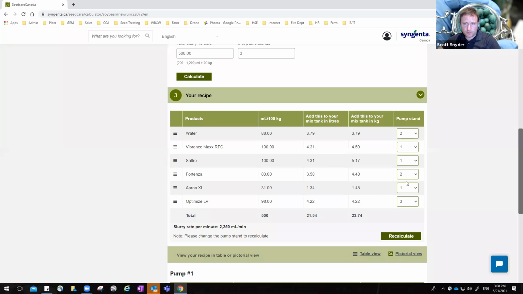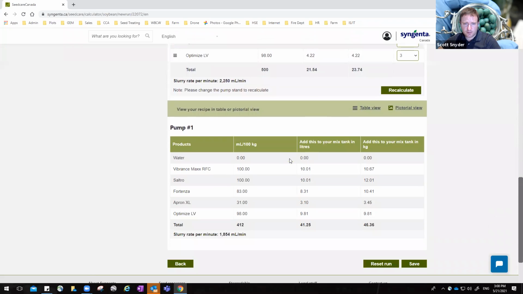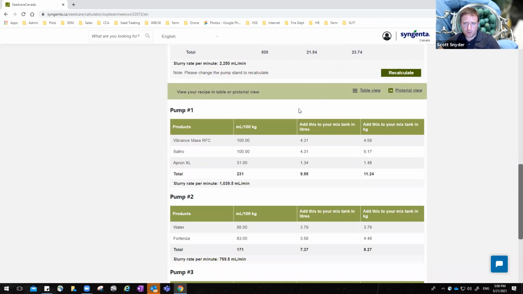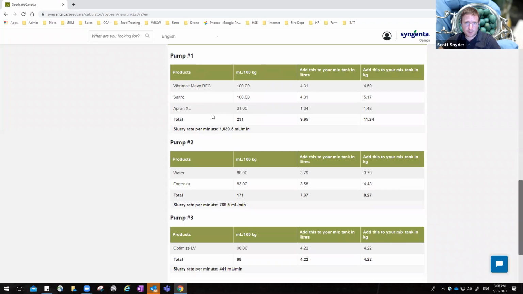So now we've got all those. Here you see just 1 pump. It's not going to take effect or into account this until you hit recalculate. Now it's going to split everything out like we said. So now when you look at it, pump 1 has, and again, it shows you all the products, the rates, and the two different outlooks.